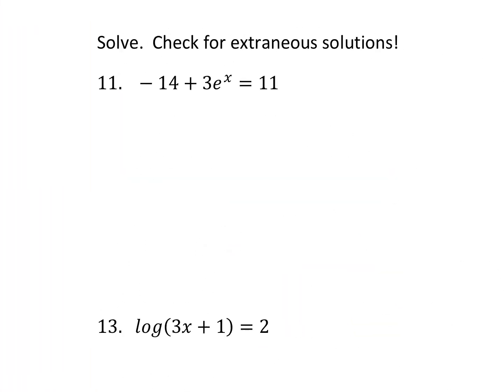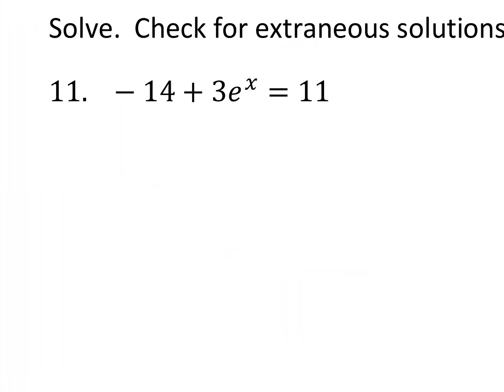Okay, let's take a look at 11. What do I need to do to solve 11? Perfect. My goal is to get that e to the x all by itself, so I want to move everything else to the other side first. So I'm going to add 14 to both sides. So 3e to the power of x is equal to 25.